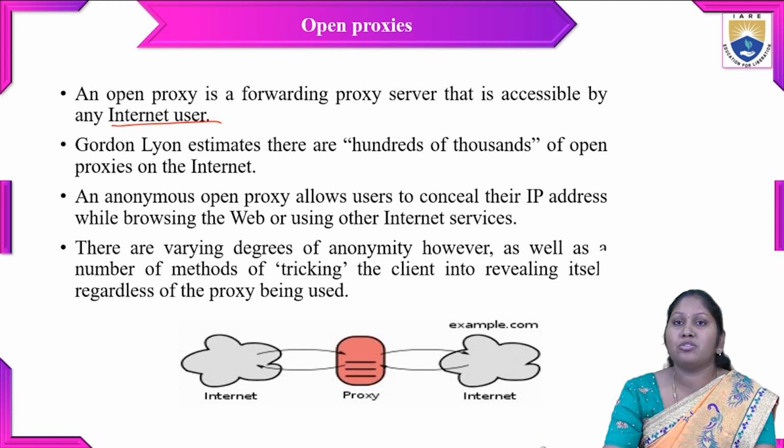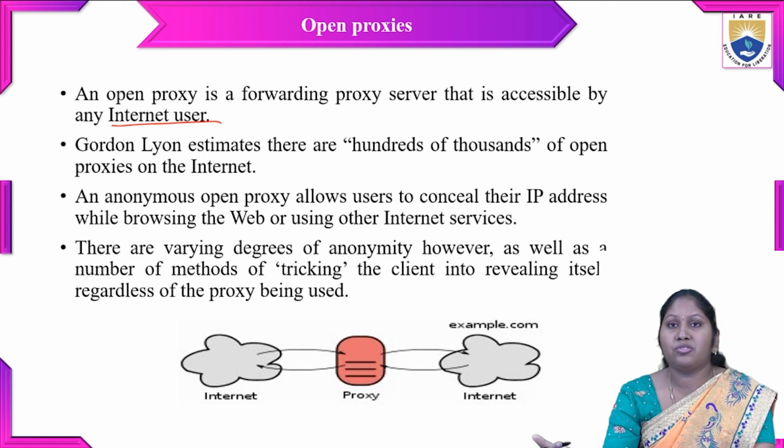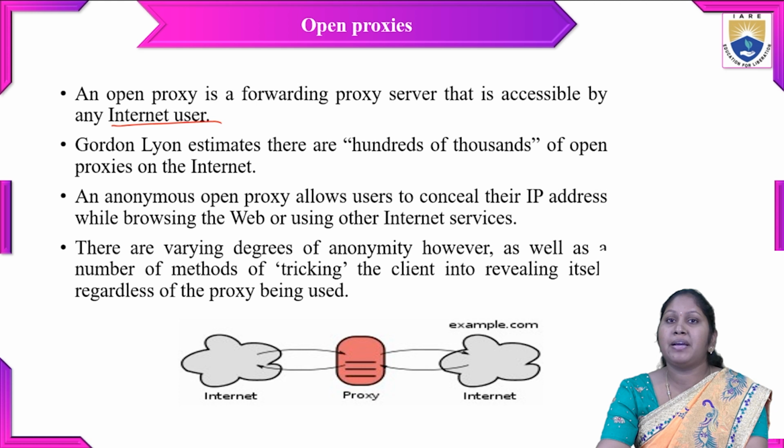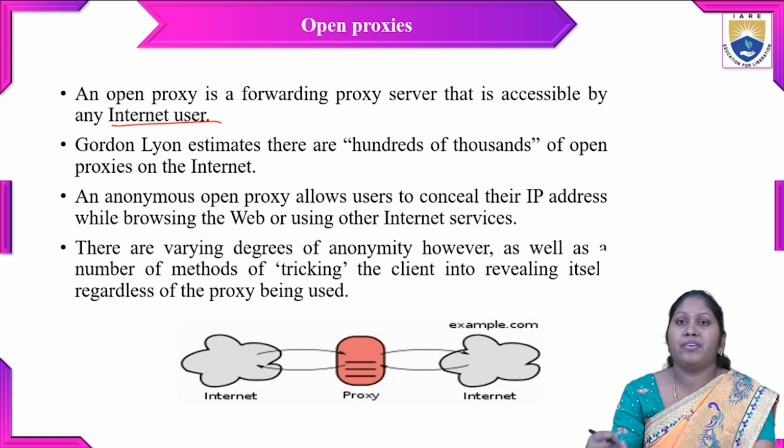And an anonymous open proxy allows users to conceal their IP addresses while browsing the web or using other internet services. So there are so many open proxies that allow the users to conceal their IP address. They will try to take the IP addresses, from where the searching is done or where the service is being taken or the service response is coming from. So all these details will be collected.